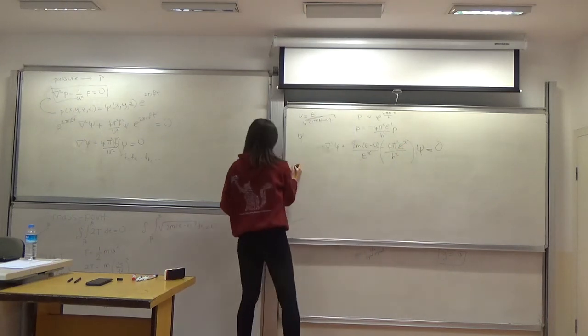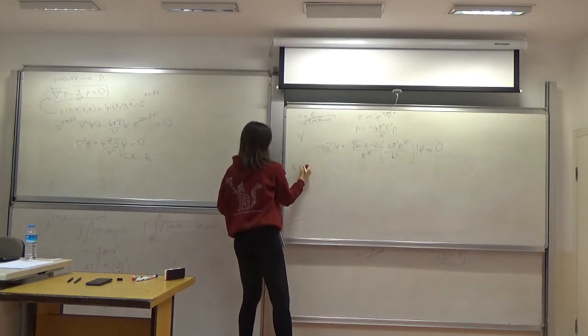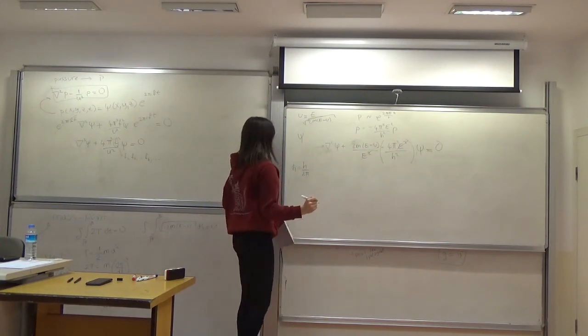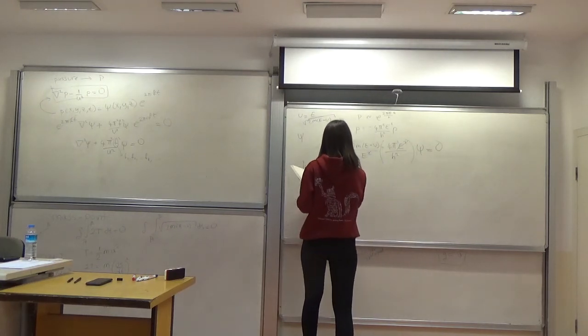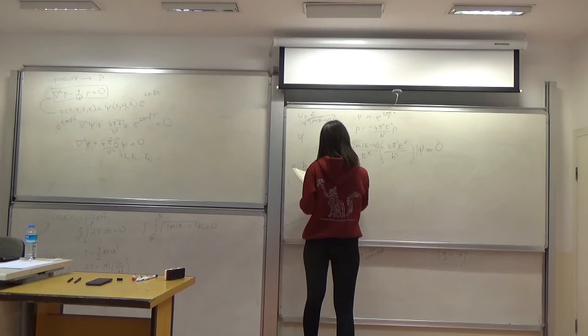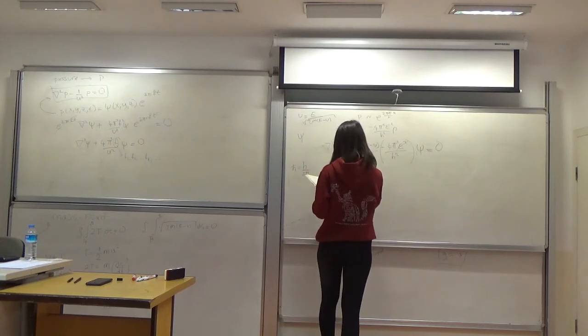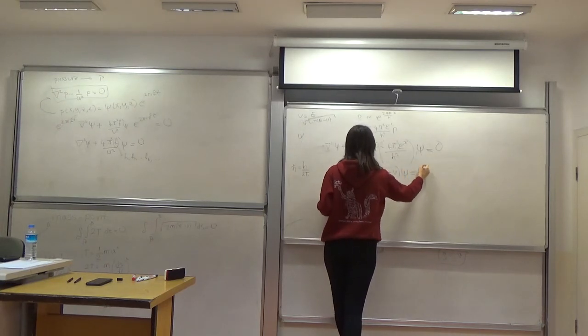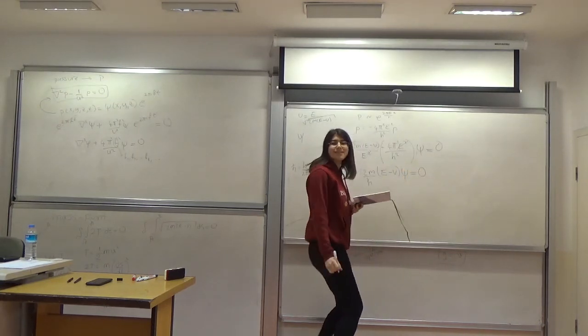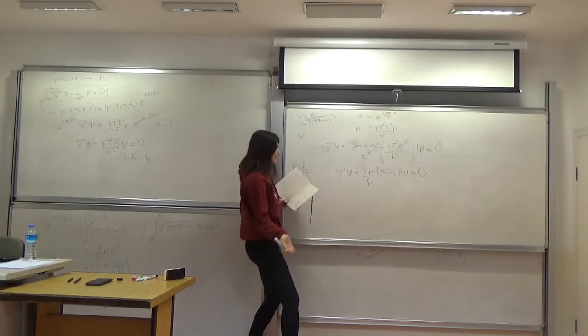And I will write this equation with h bar, which is h over 2 pi. So we obtain the time-independent Schrödinger equation.